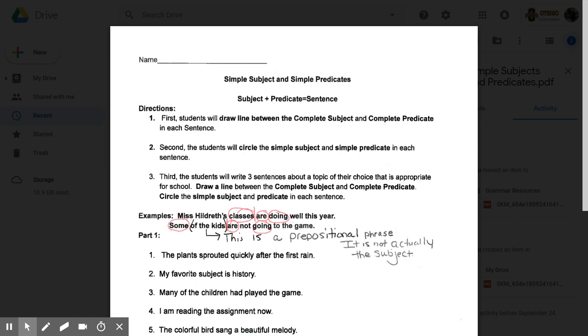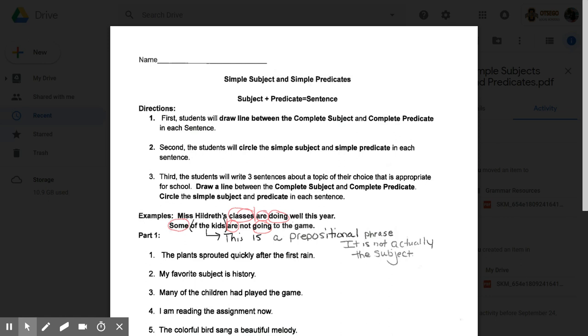Okay, so as you know, teachers aren't perfect, and I realized at the end of the day today that I had made a mistake. So this is a simple subject, simple predicates worksheet. This is what you're going to do in station 3.